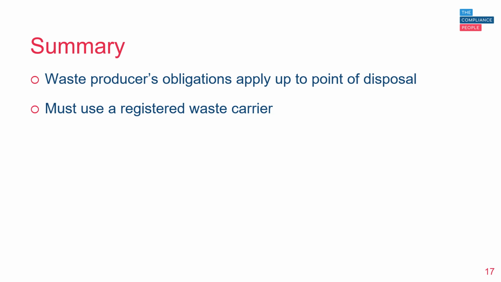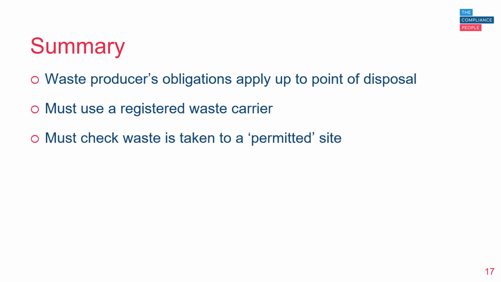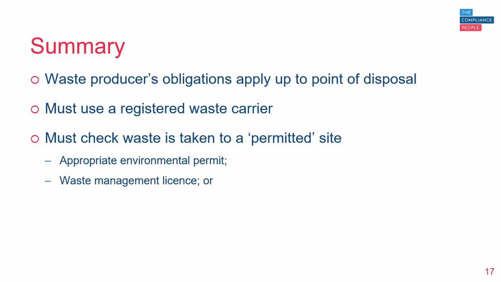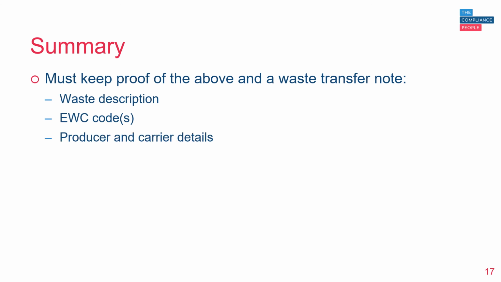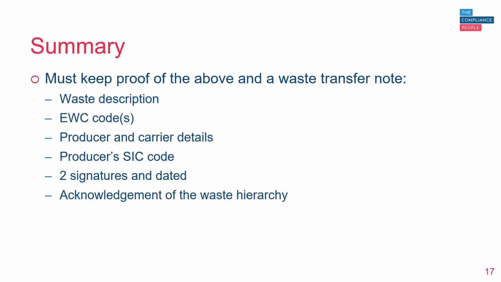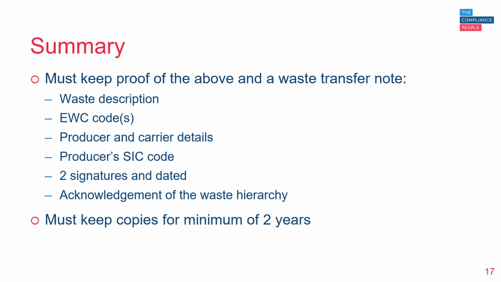You must use a registered waste carrier. You must check that the waste is taken to a permitted site, so that's a site that has an appropriate environmental permit, waste management license, or waste exemption. You also need to keep proof of the above and the waste transfer note, which has the waste description, the European Waste Catalogue Code, the producer and carrier details, the producer's SIC Code, 2 signatures and dates, and also acknowledgement of the waste hierarchy. Copies also need to be kept for a minimum of 2 years, and this is a legal requirement and can be requested by the regulator at any point.